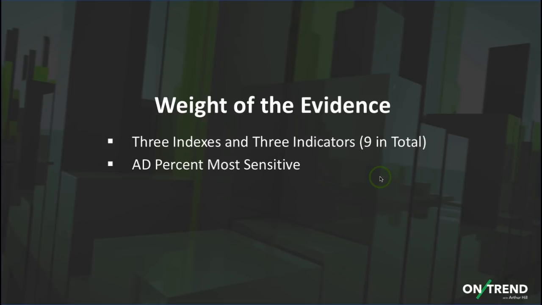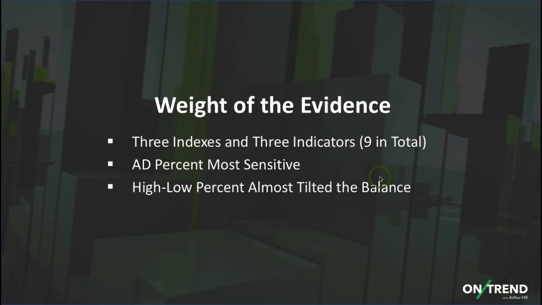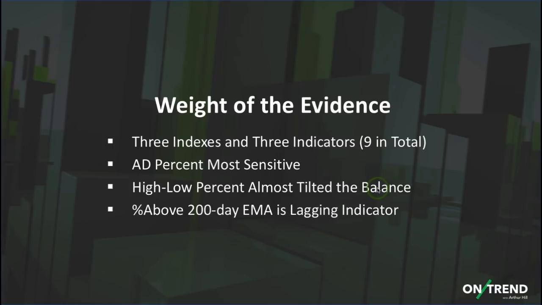The 80% indicator is the most sensitive. It's going to trigger the most signals. It's usually the first to signal, as we saw in February, but we have yet to get confirming signals from high-low percent. It almost tilted the balance in February, but mid-caps flipped back on a bullish signal in March. So high-low percent is yet to trigger. And the percentage above the 200-day EMA is a lagging indicator.